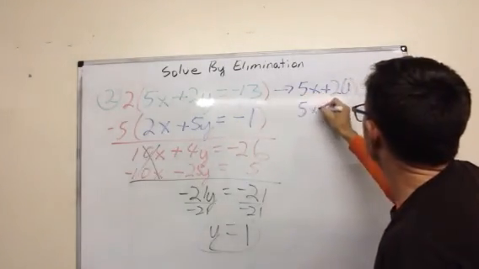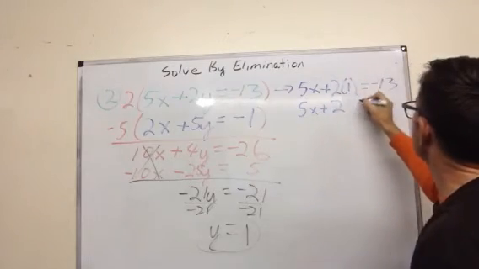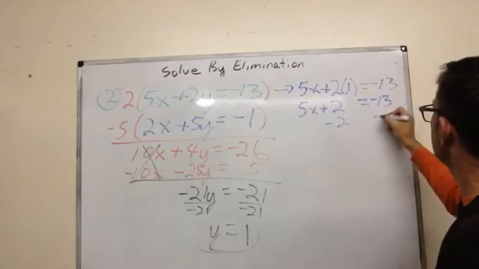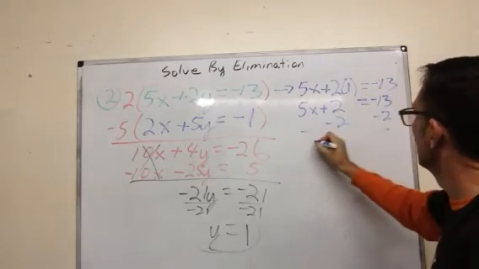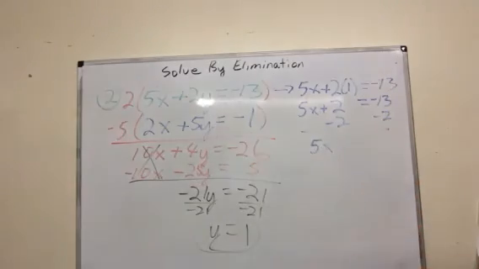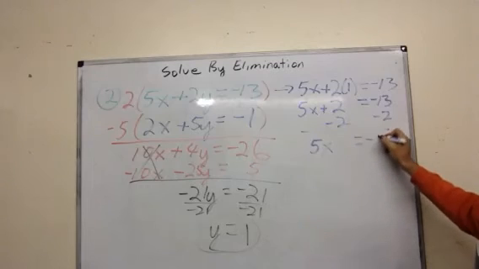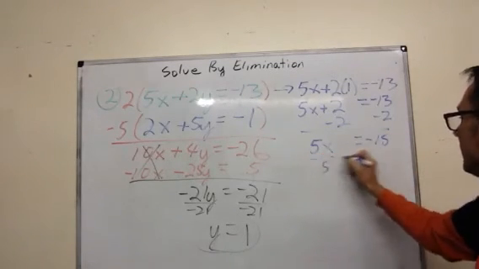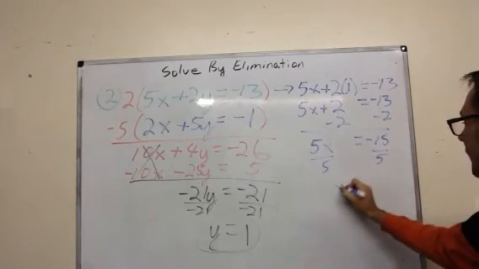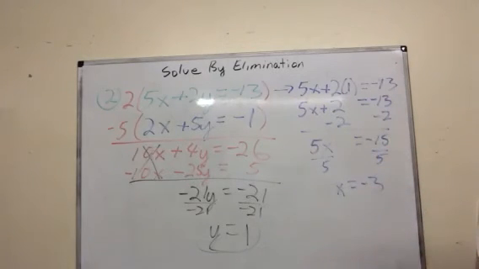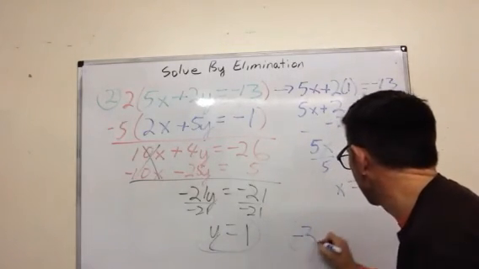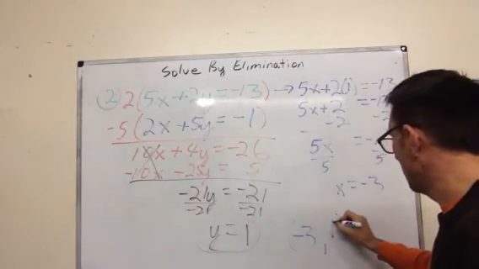And solve. 5x, 2 times 1 is 2. Add our opposites. We end up with 5x equaling negative 15. And then divide by 5. And we get x equals negative 3. So the answer, (negative 3, 1).